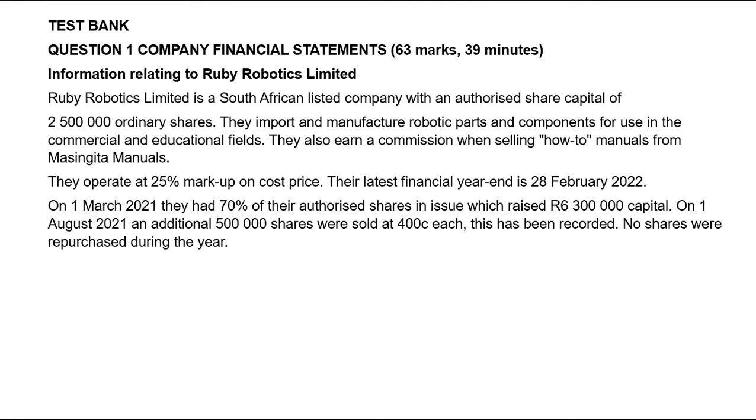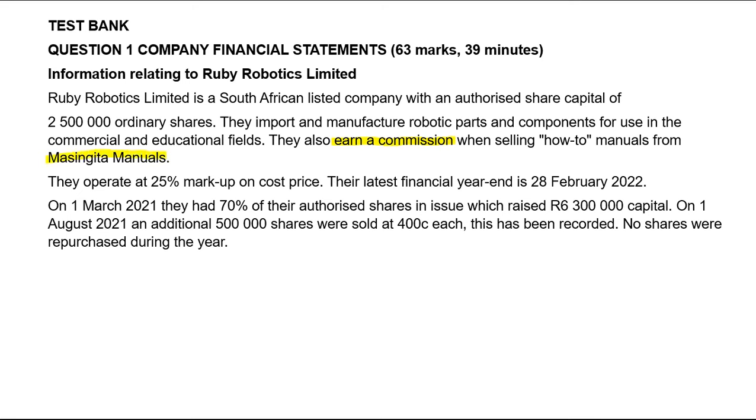Now we're given information about Ruby Robotics Limited, which is a South African listed company with authorized share capital of 2.5 million, and they import and manufacture robotic parts and components for use in commercial and educational fields. They also earn commission income when selling how-to manuals from Masingita Manuals. Going to highlight that. So we know that they earn commission income, which is from Masingita. So it's commission income to us.